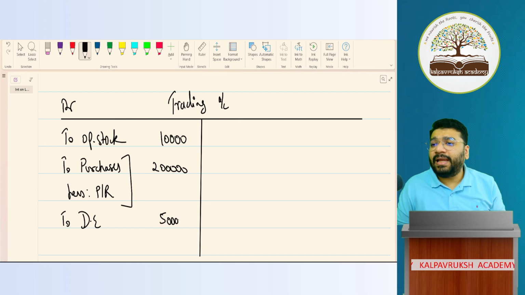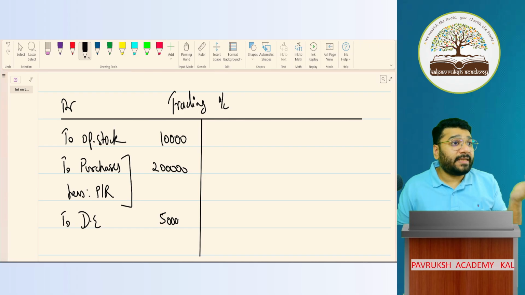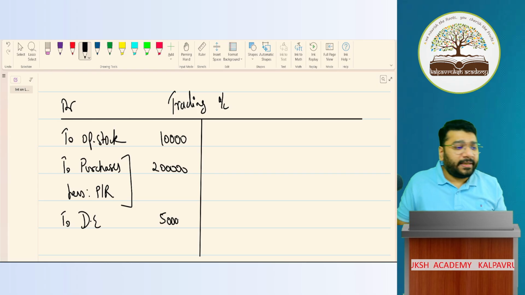Apart from these 3 items, will anything else come in the trading account, debit side? No. What will come on the credit side?